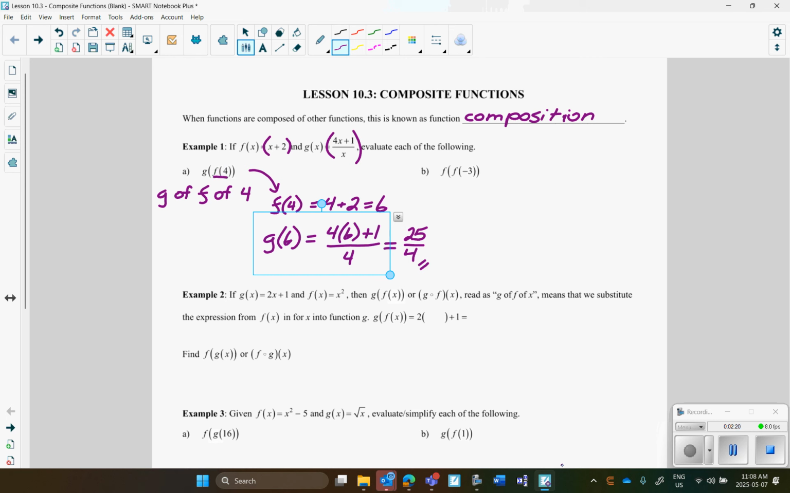So this one means plug -3 into f and calculate it, and then take that answer and plug it back into f again. So what's f of -3? Well, it's -3 plus 2, -1. Now take that -1 and plug it into function g. So you get 4 times -1 plus 1 divided by -1. So this -3 divided by -1, doesn't that work out to positive 3? Yeah. That's it.